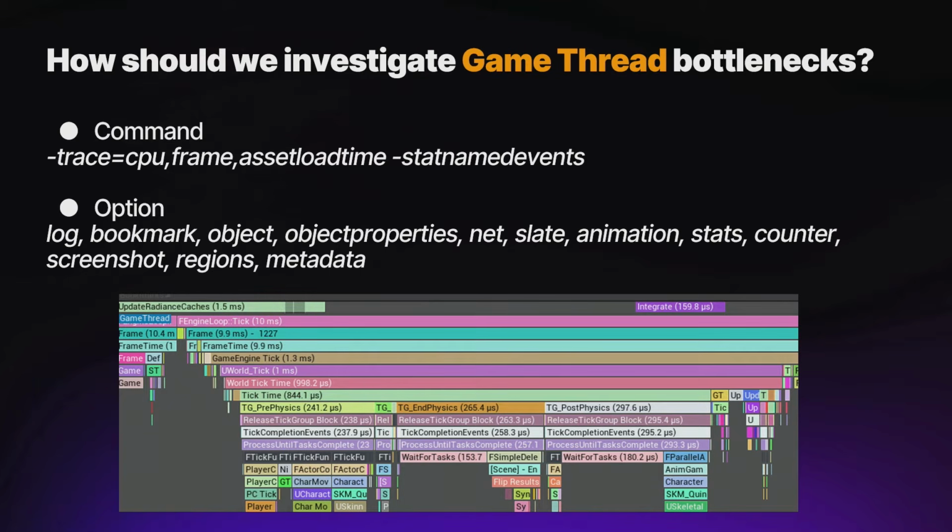To profile the game thread effectively, use the following trace command. The named event flag is especially useful. It records named events like function calls. You can also add a channel like animation or net depending on what you want to analyze.